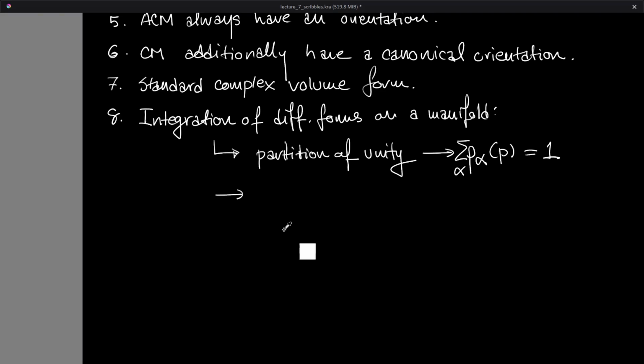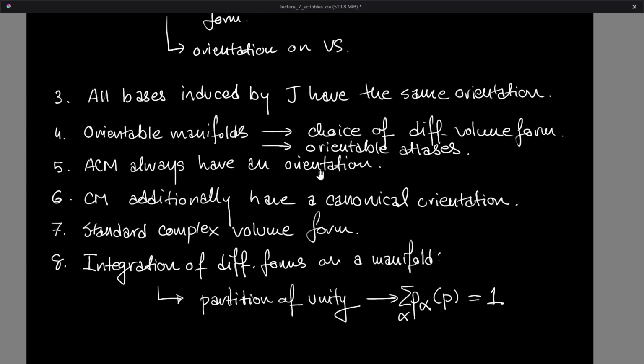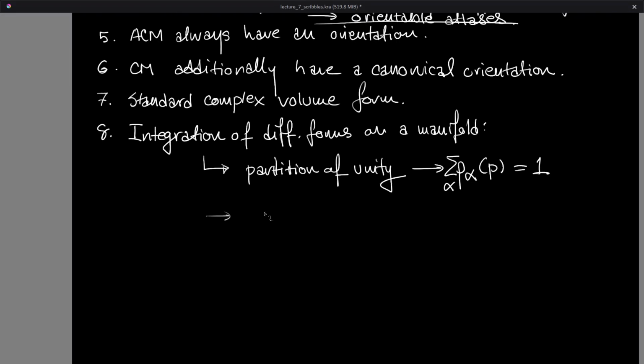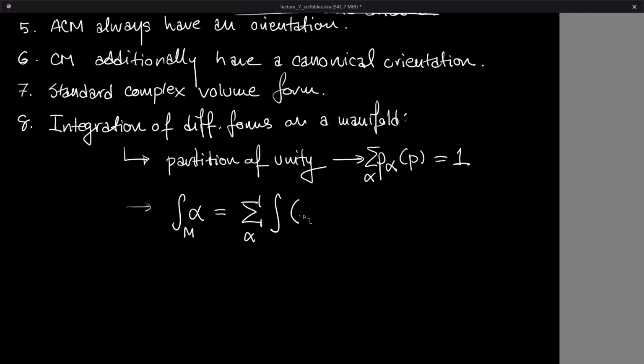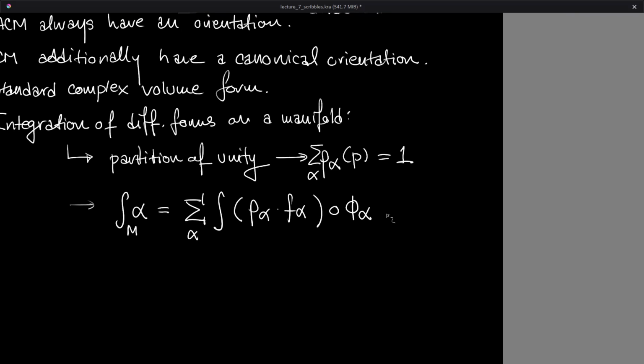Then with the orientable atlases, we were able to define integration as the integral over M of omega is equal to the sum over alpha of the integral of rho alpha times f alpha after phi alpha inverse dnx, where this is just a measure. This is not a differential form. It's a measure.